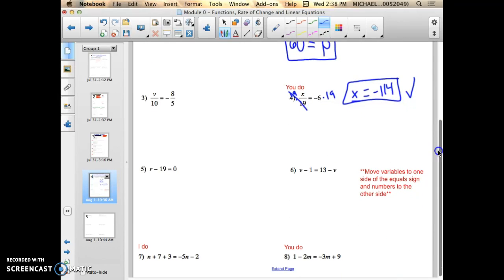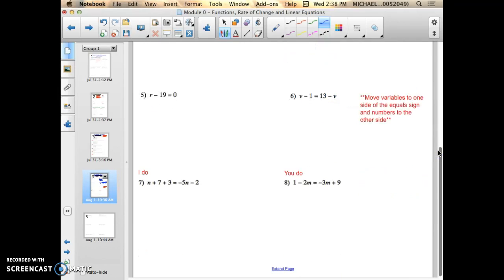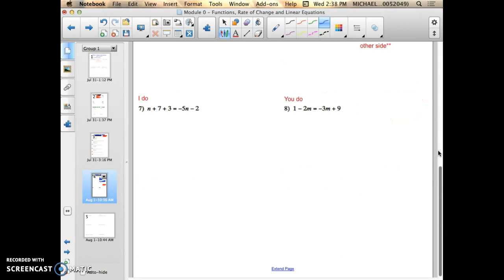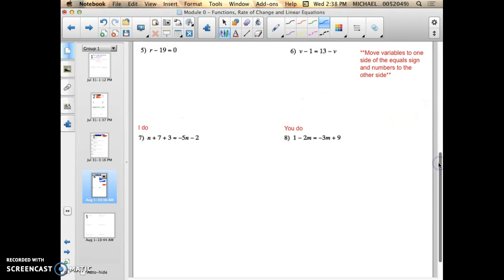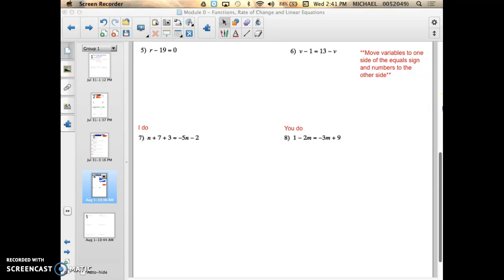Moving right along, I'm going to do number 7 and have you try number 8. This is where it gets a little bit more extensive because these are multi-step problems. So there's, I guess, just a little bit more room for error because there's more math to be done. Now, the first thing to consider when working with multi-step linear equations is to, what I put in red over there, move variables to one side of the equal sign and numbers to the other side. It does not matter what side you pick for variables or what side you pick for numbers, but by the end of this step, you should only have variables on one side of the equal sign and numbers on the other side to then solve for the actual variable.